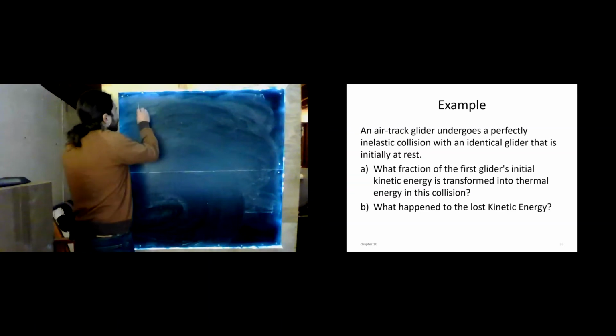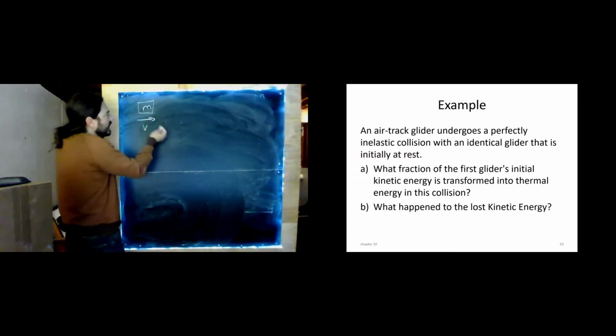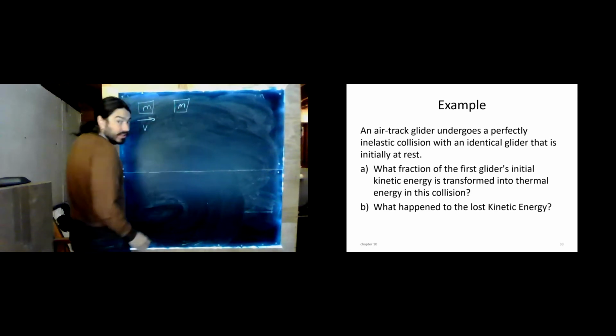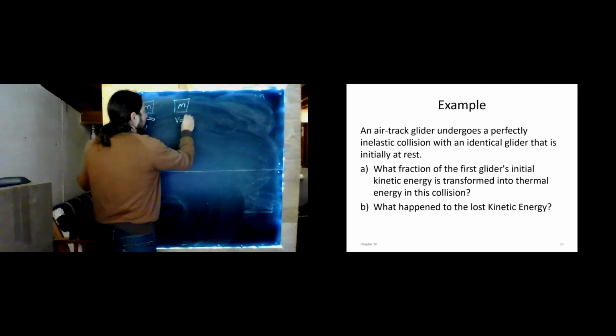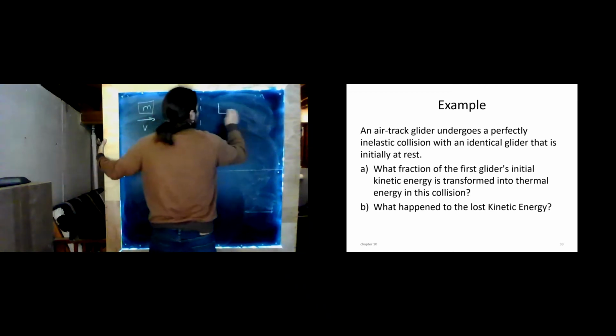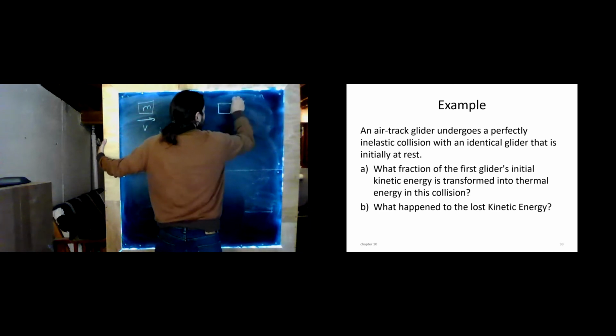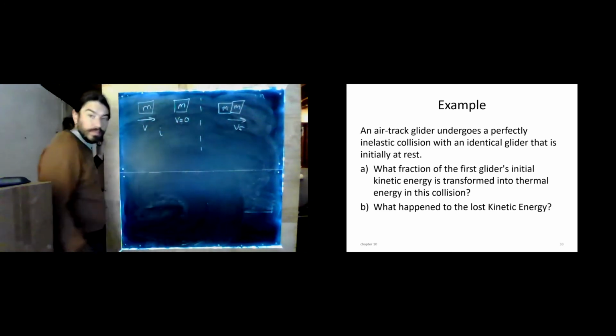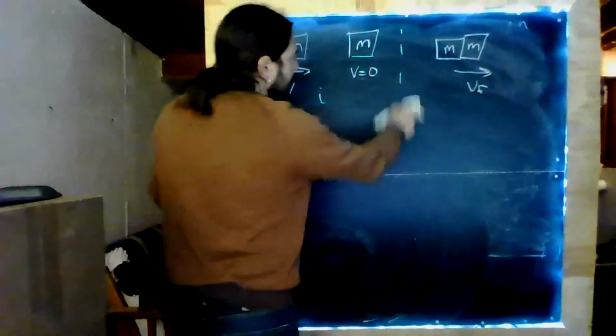So, our initial situation, we have some glider with mass m coming in with some speed v, and it collides with some identical glider with v equals 0. So that's our initial situation. Our final situation is, since it's perfectly inelastic, we know they stick together, and they move off with some common velocity, v final. What is that final velocity?